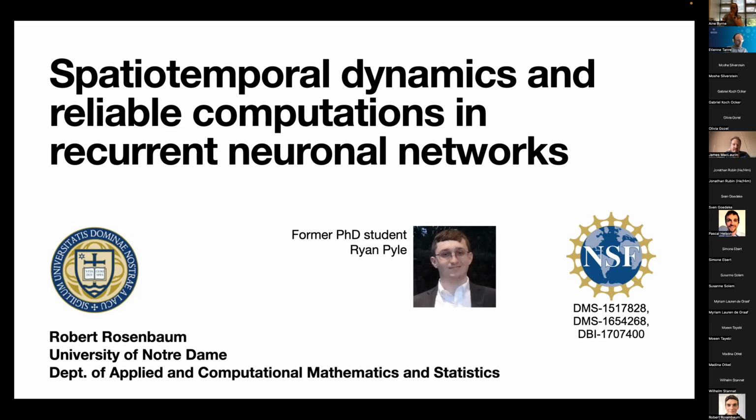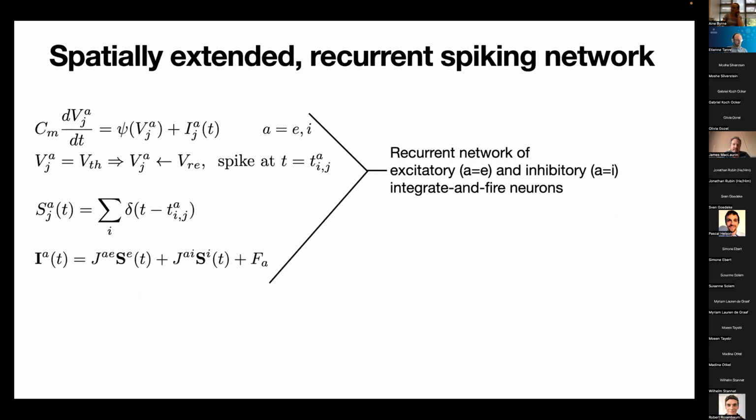So this was work done with my former PhD student, Ryan Pyle, who did all the heavy lifting for this. So I'll be talking about recurrent networks of spiking neurons. We have an excitatory and an inhibitory population, integrate-and-fire type models with delta synapses. The equations are on the left, but really you can just think of it as a recurrent network of spiking neurons. A lot of you know what it looks like.